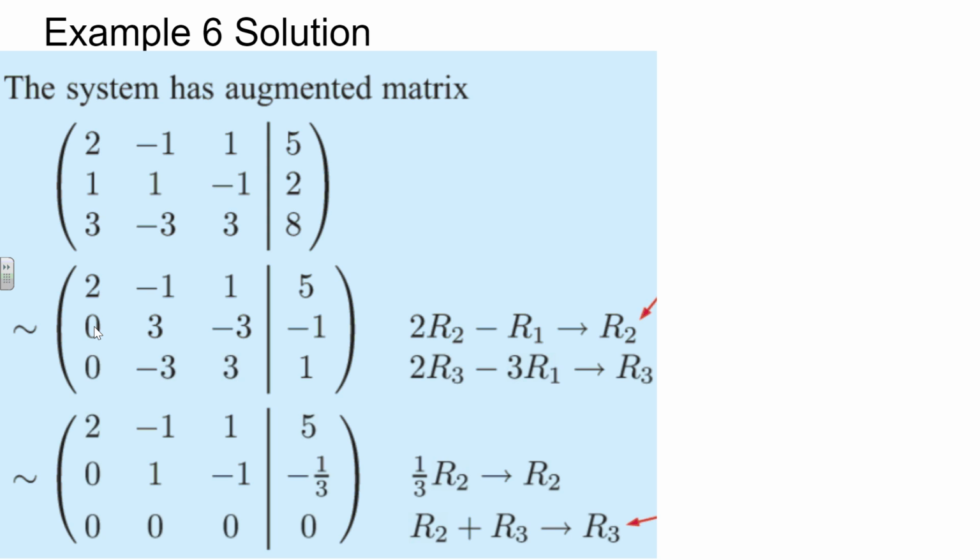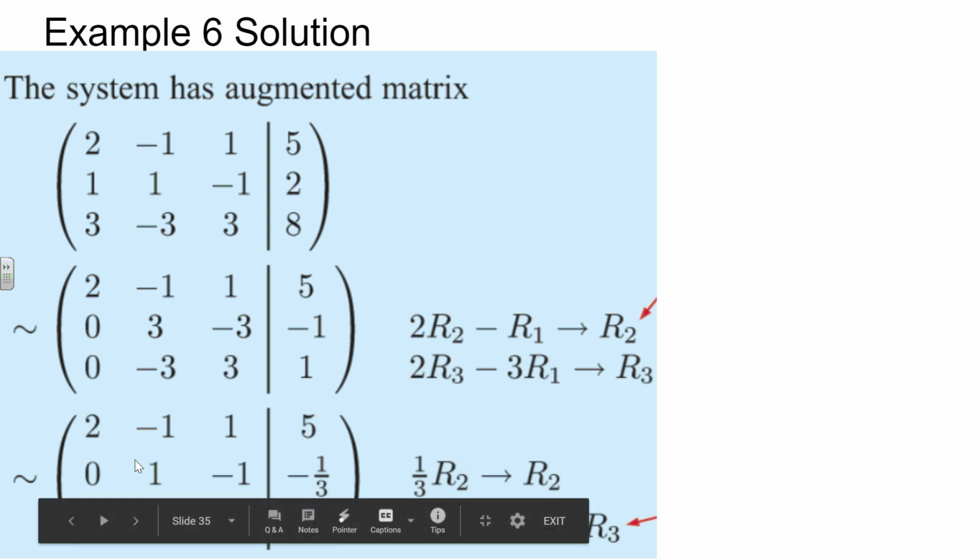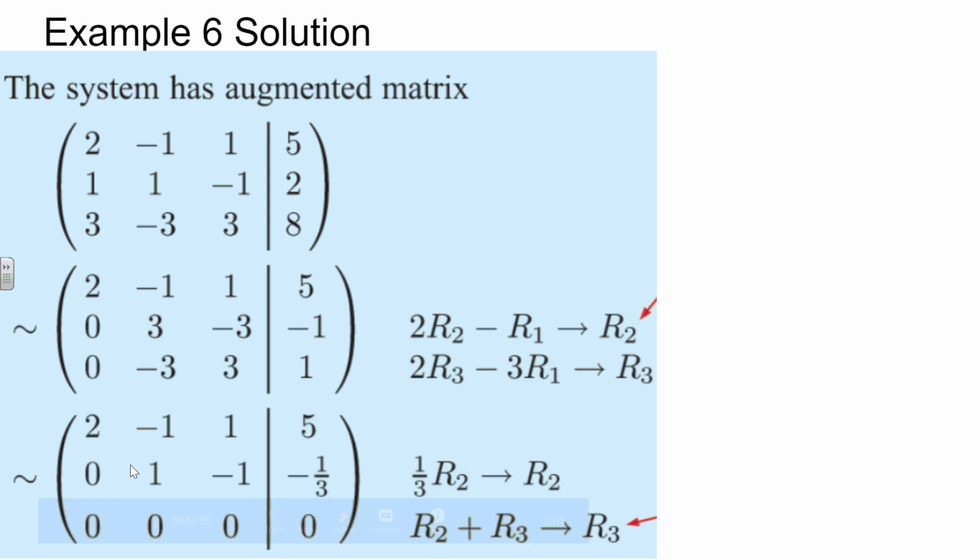All right. Now, could I have done something differently? Could I have started off by swapping row 1 and row 2? I most definitely could have. I just decided not to for this particular example. After that, I'm going to want to make that 3 in row 2, column 2 a 1. So I'm going to multiply row 2 times 1/3.